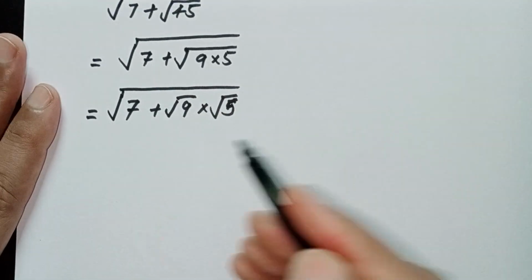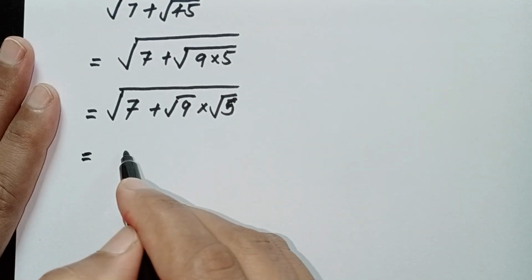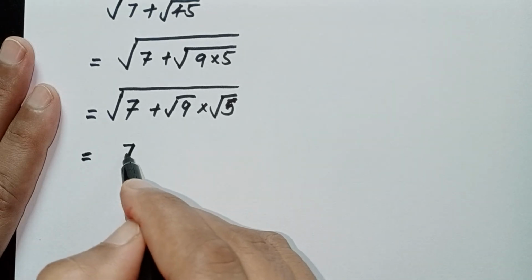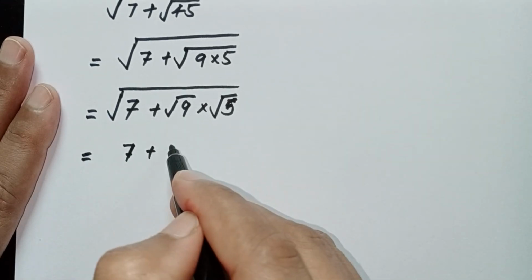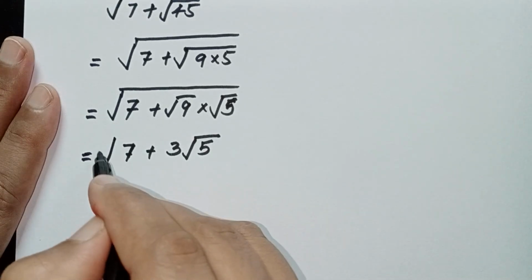So in the next step, we can write the square root of 7 plus square root 9, which can be written as 3 multiplied by square root 5, whole square root.